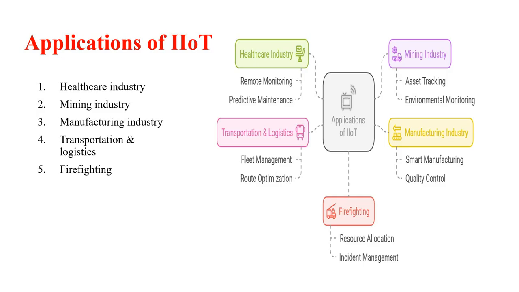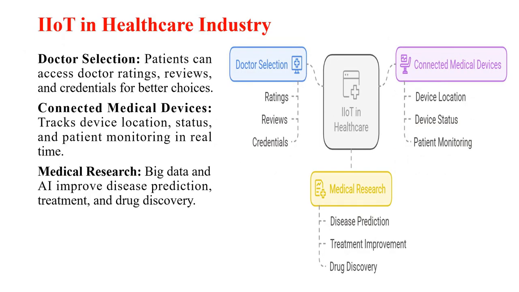And in transportation and logistics, you will have fleet management with GPS tracking and real-time route optimization, and supply chain monitoring for efficient inventory and delivery management. Then in firefighting, you will have smart fire detection, which uses IoT sensors and AI-based alerts, and real-time tracking of firefighters and fire hazards for improved safety. Now we will see the applications one by one.